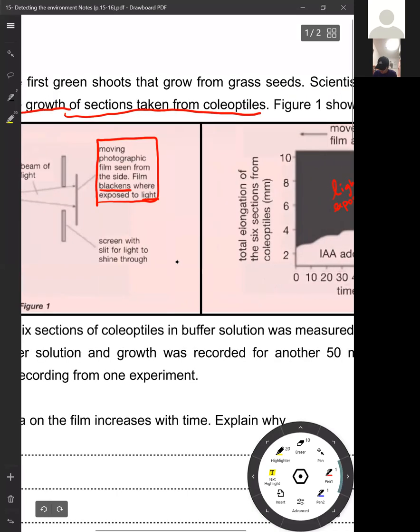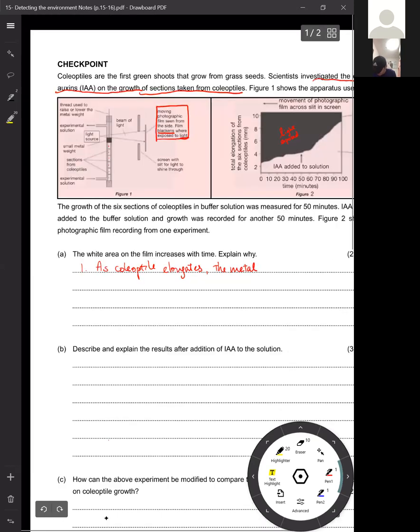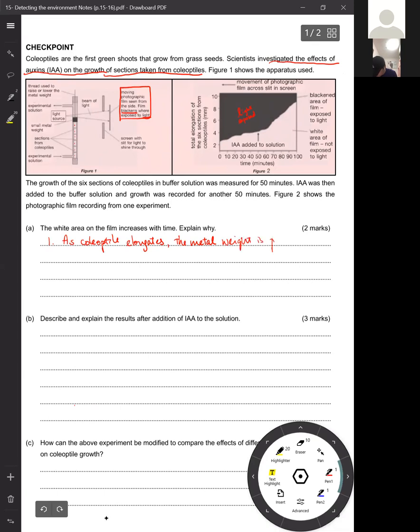Go back to the document, the notes. So write answer A now. You're sure you're right, am I? As time passes by, as the coleoptile grows or elongates, they push up the metal weight. So more light is blocked.